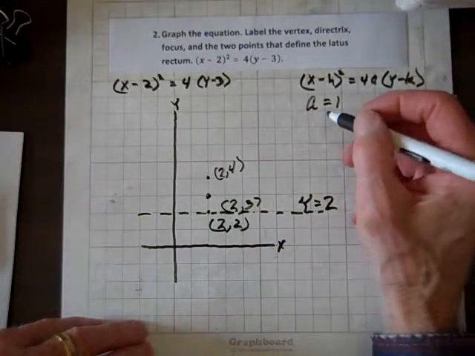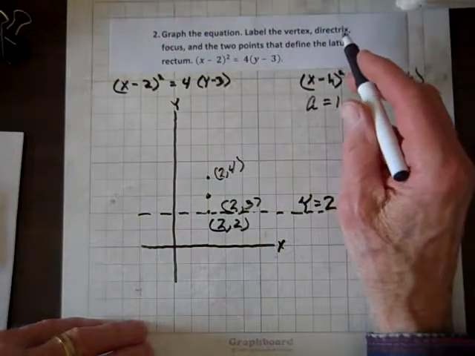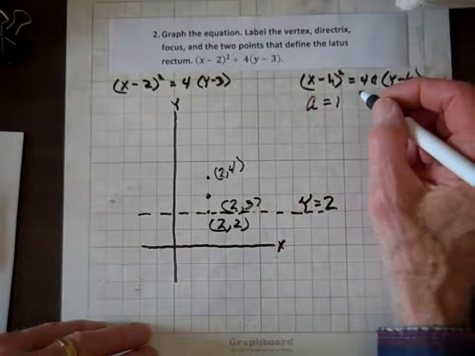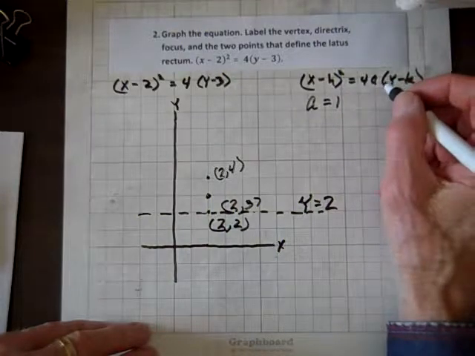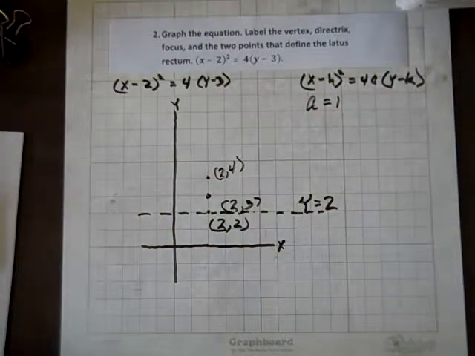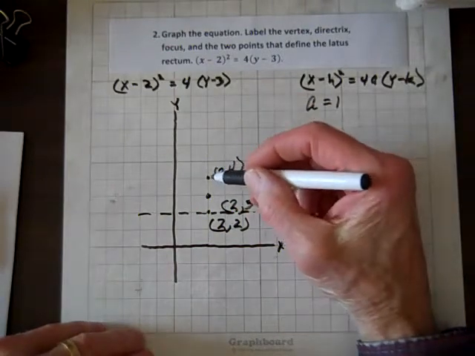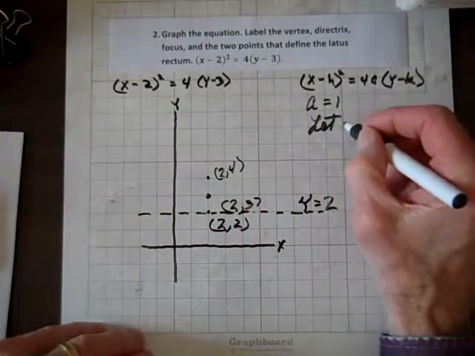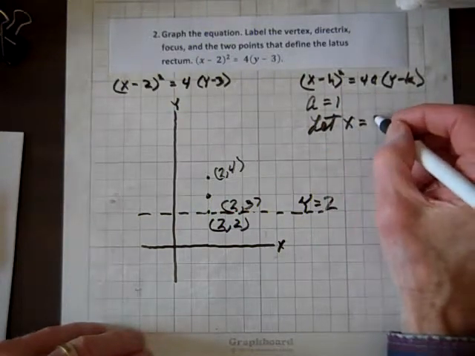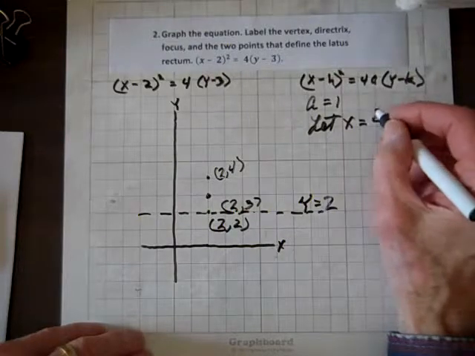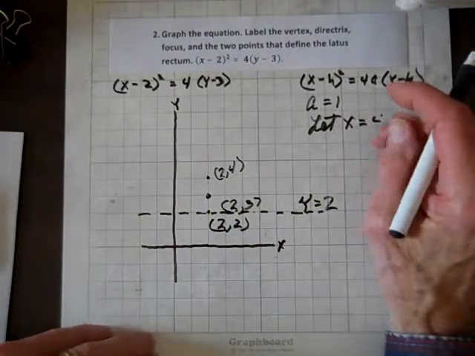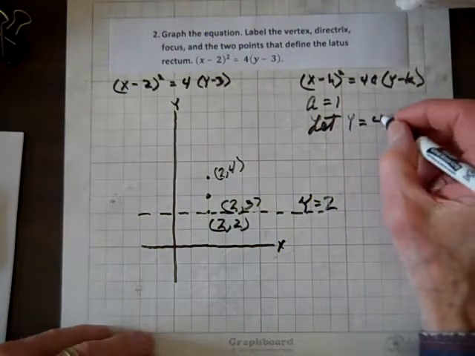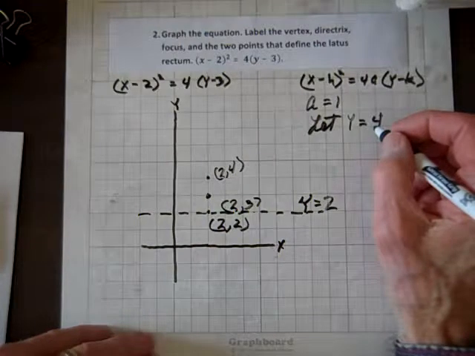Now, we've got the vertex, the directrix, the focus, and we just need the 2 points that define the latus rectum. Well, notice, to find the latus rectum, we're going to let y equal 4, 1 unit above the vertex.